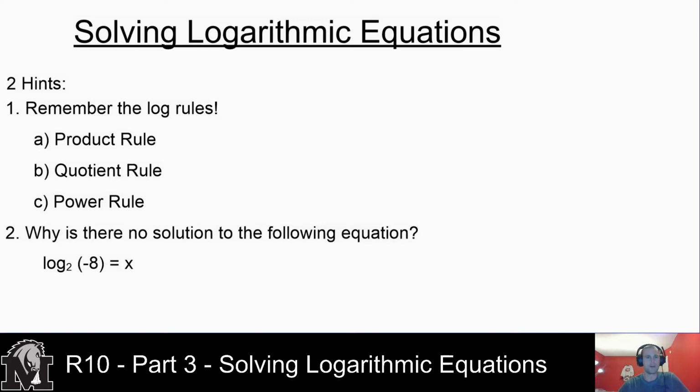Now there's two hints to solving these equations, and they are one, remember the log rules, and number two, you need to remember that there's no solution to this equation.